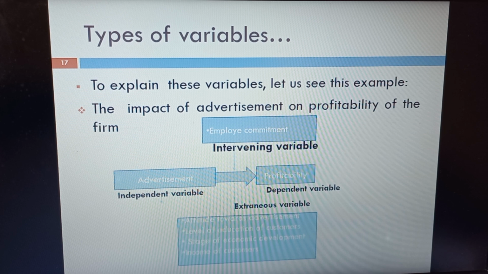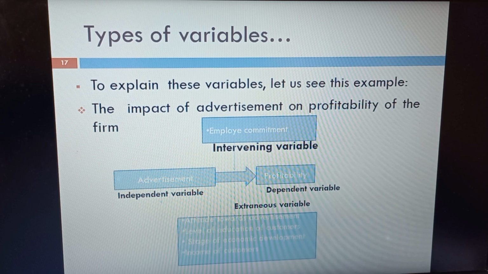But here there is employee commitment, which is an intervening variable. Advertising affects employee commitment, and employee commitment again affects profitability. So advertising has a direct effect on profitability, or advertising may have an indirect effect on profitability through the mediating variable employee commitment.